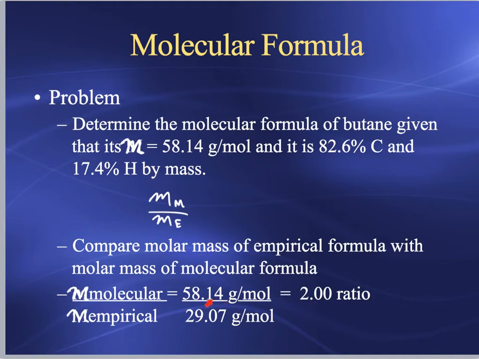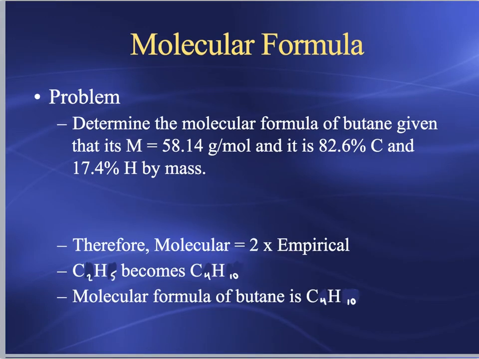You should get some really nice convenient ratio. If you didn't, chances are you probably messed up your empirical formula somewhere. If you don't get a nice number here that's close to a whole number, then this is probably wrong. But 58.14 divided by 29.07 is 2. So what's that going to mean? Well, basically that means your molecular formula is 2 times that of your empirical formula. So my empirical formula for this was C2H5, and then I found out my molecular formula is double that.